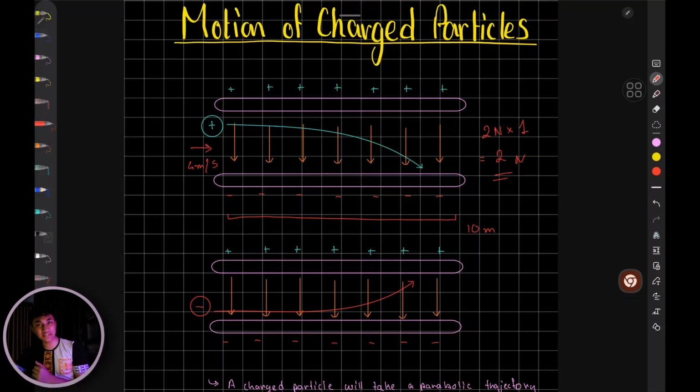And in the case of magnetic fields, what happens is the direction of force changes. You will learn about it in the topic about magnetic fields. And since the direction of force changes, the trajectory of the charge becomes an arc, not a parabola. So in that case, the route taken by the charge is different.